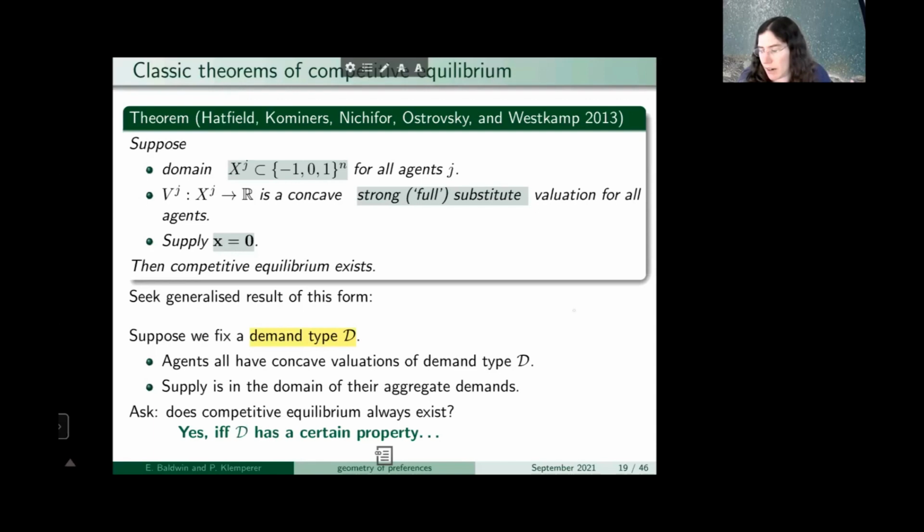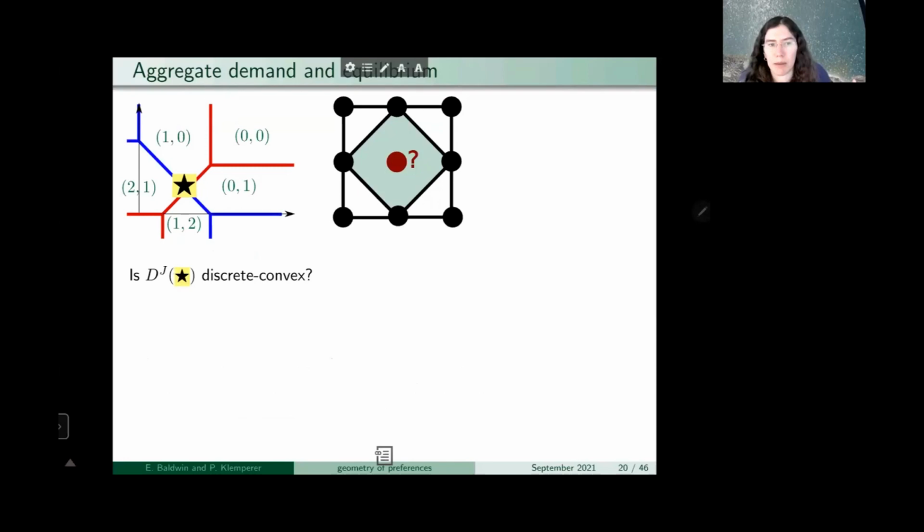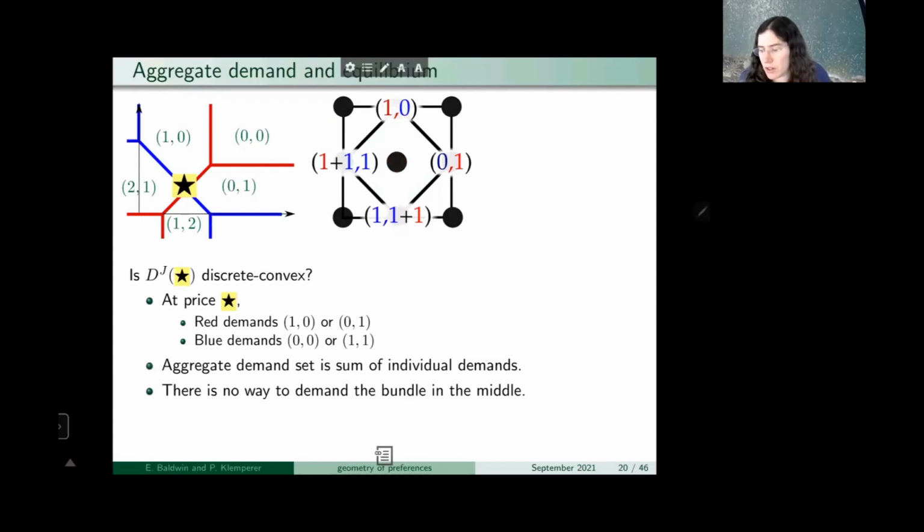And so here's the case we've been talking about. And exactly as was said, the question is, is the aggregate demand at this price discrete convex? Well, let's think about it. At this price, the red agent, the substitute agent, demands 10 or 01. And the blue agent, the complement agent, demands 11 or 00. And so there are only four ways to put together those two by two possibilities. If you've got two people and each one's got two possibilities, then that can only go together as four.